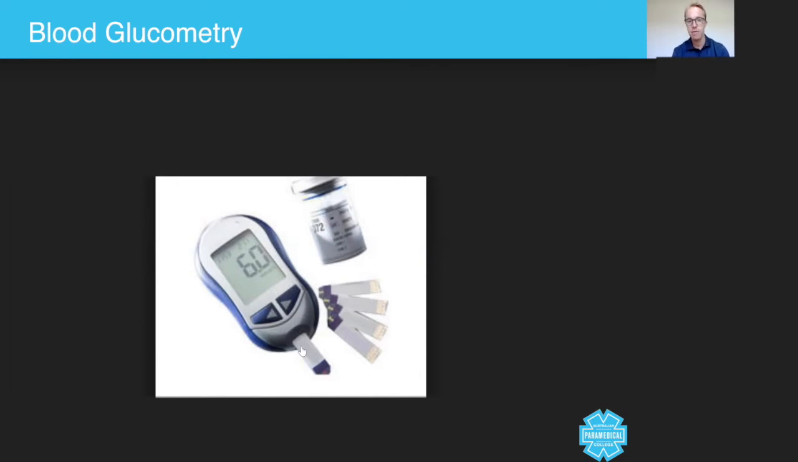Now, there are different types of machines, but they generally do the same thing. So some of the devices you insert the strip at the top, sometimes you insert them at the bottom. Now, on most occasions, they will automatically turn on when you place the strip into the machine.